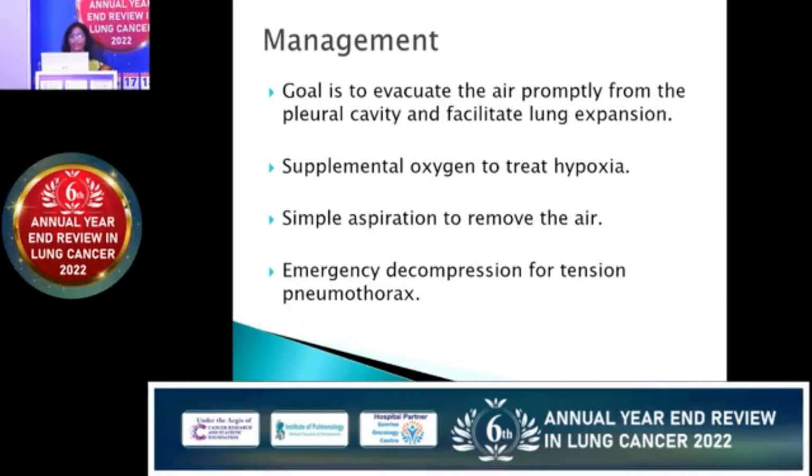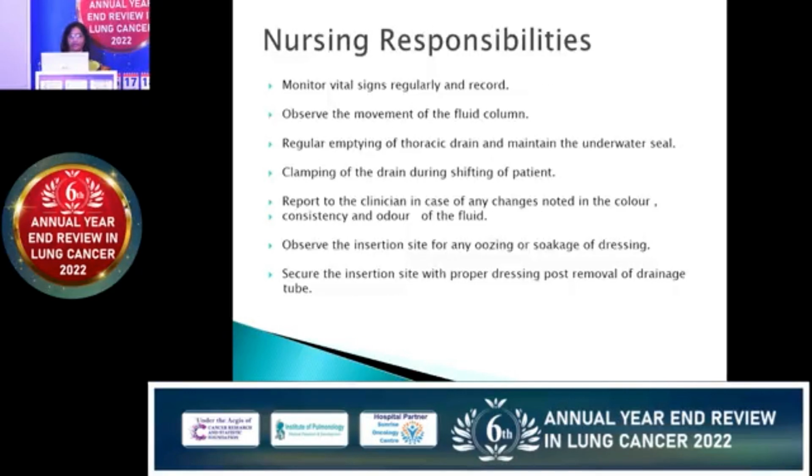Management. Goal is to evacuate the air promptly from the pleural cavity and facilitate lung expansion. If the air is not removed, there will be lung collapse. So it has to be done immediately. Supplemental oxygen to treat hypoxia. Simple aspiration to remove the air. Emergency decompression for tension pneumothorax has to be done.